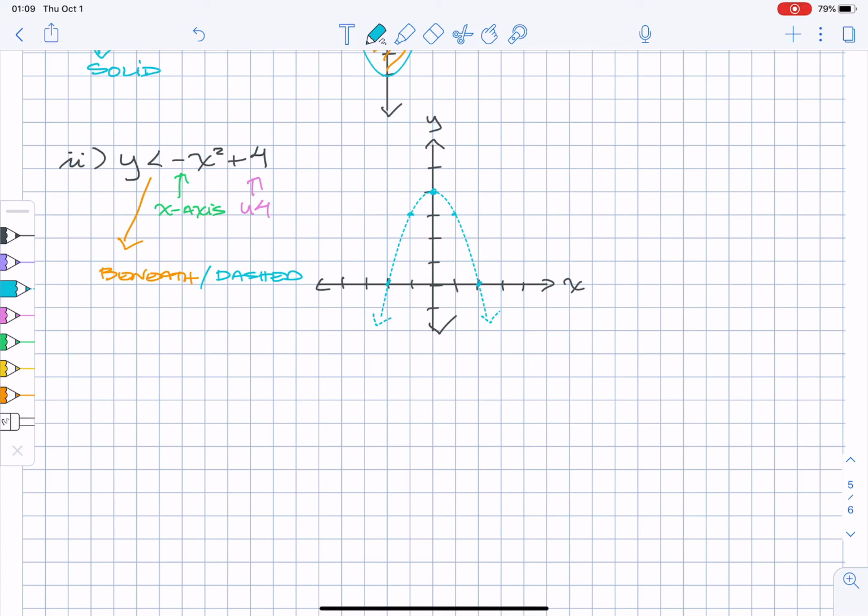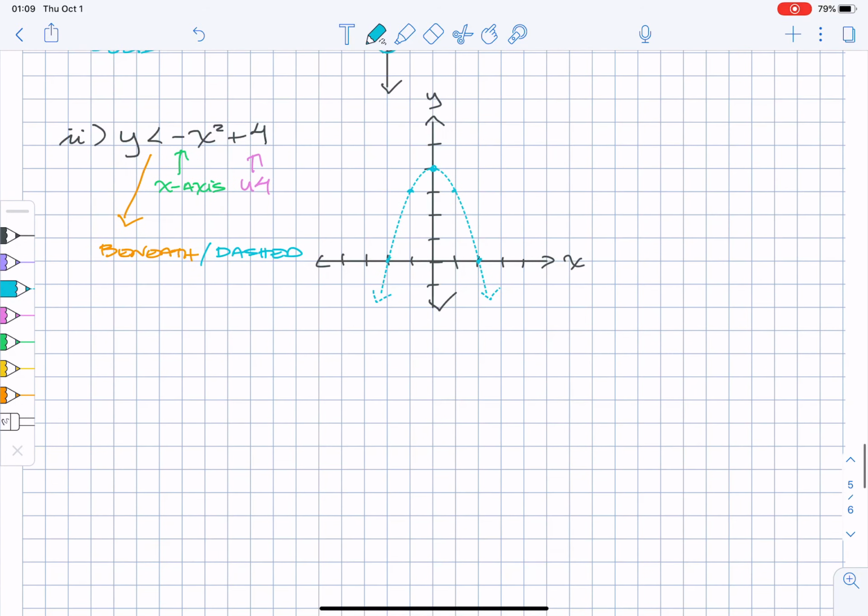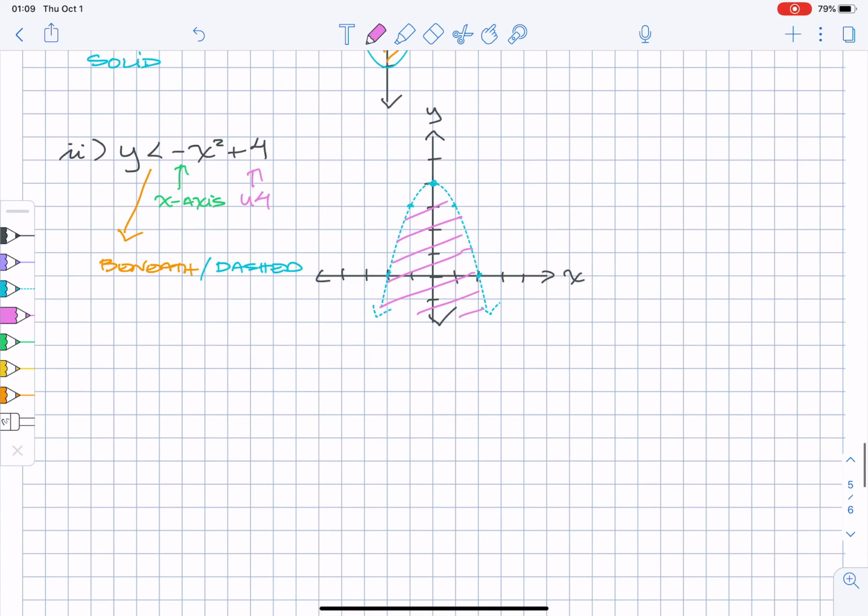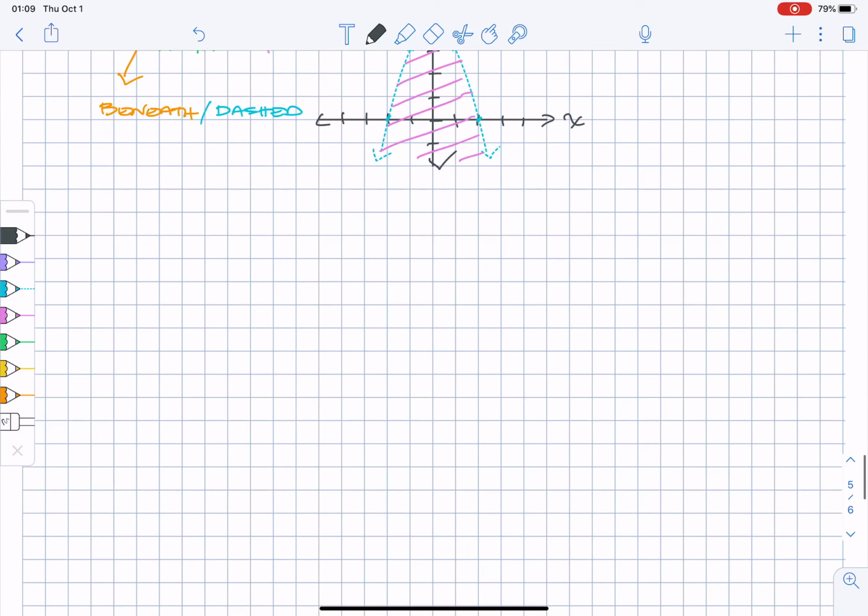Okay, and I'm going to shade beneath. So the region is going to be everything beneath that dashed line graph. And it's dashed because I don't have the equal sign underneath the inequality. Okay, so number 3.